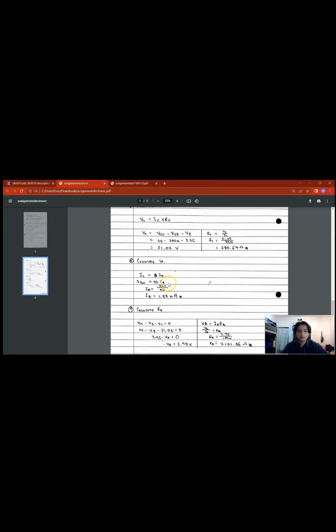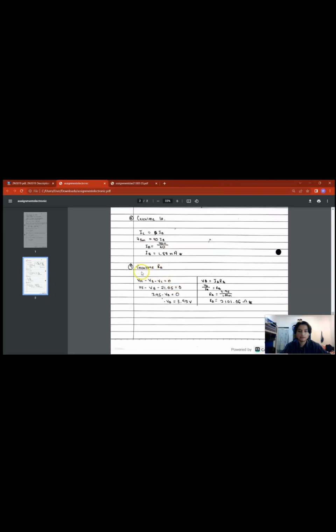280.67 ohm. For the eighth question, calculate IB. After I calculate, I will get IB equals 1.88 milliamp. And the last question is to calculate RB. I will use the formula VCC minus VB minus VC equals 0. After I calculate RB, I will get 2101.06 ohm, or we can call it 2.1 k ohm.